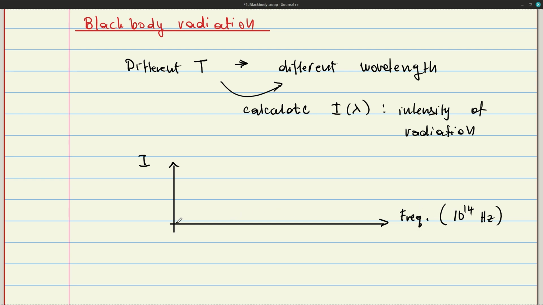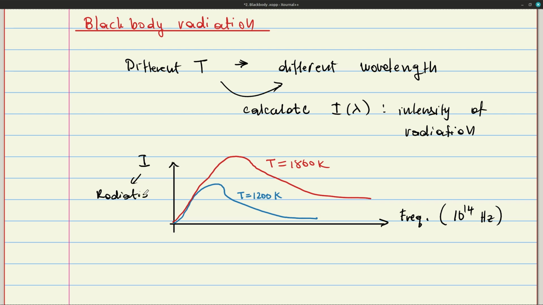And if I do this experiment, let me first give you a result for, for example, T equal to 1200 Kelvin. And if I increase the temperature, so this is T equal to 1800 Kelvin. And the x-axis is frequency, and the y-axis is radiation intensity.